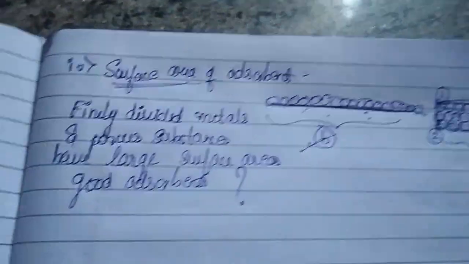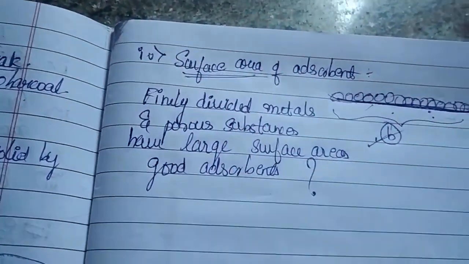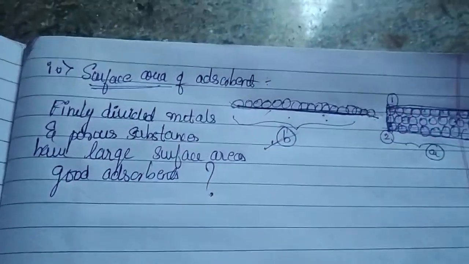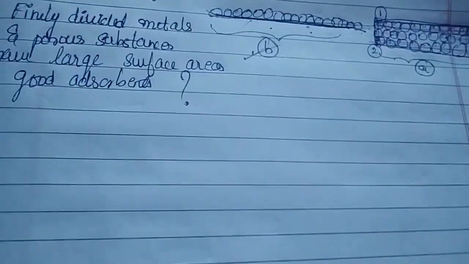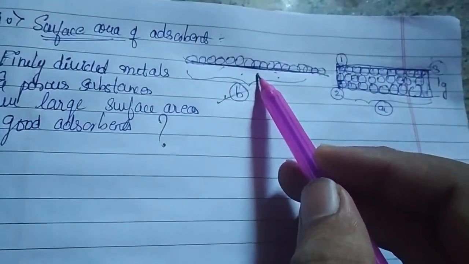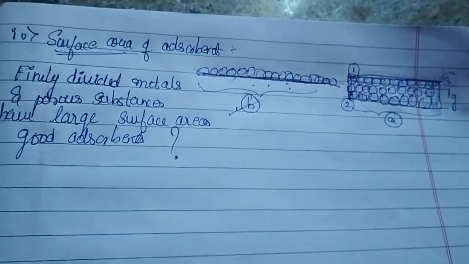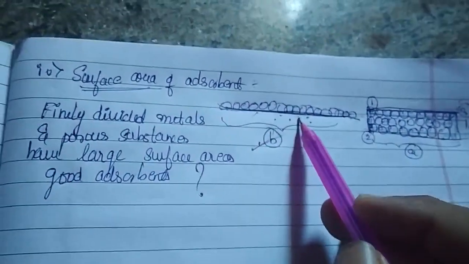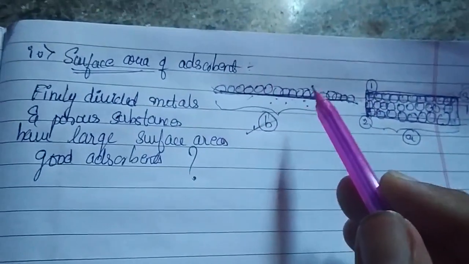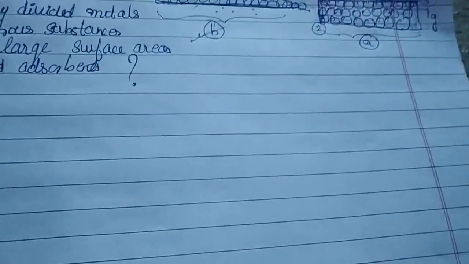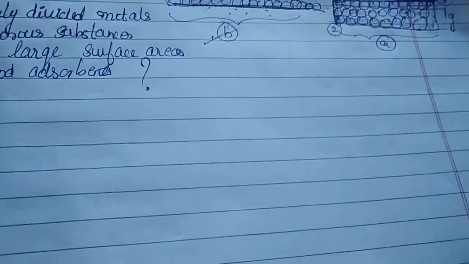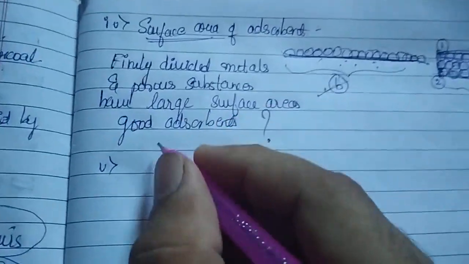Is that clear? So as the surface area of the adsorbent increases, the extent of the adsorption also increases. If they ask you a question, among finely divided metal and bulk metal, which is a good adsorbent, your answer should be finely divided metal, because in finely divided metal you will have higher active sites. As the number of active sites increases, the extent of the adsorption also increases.